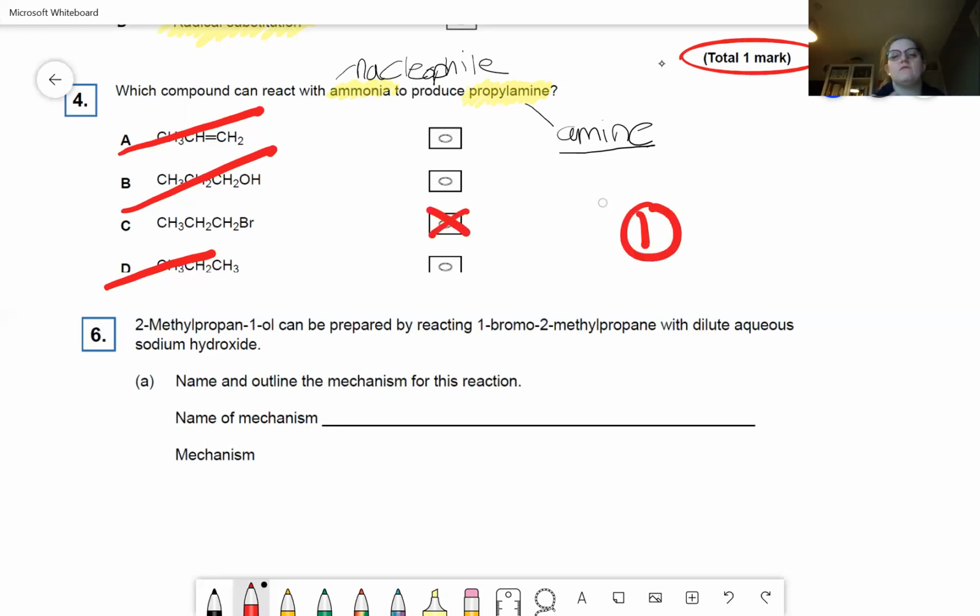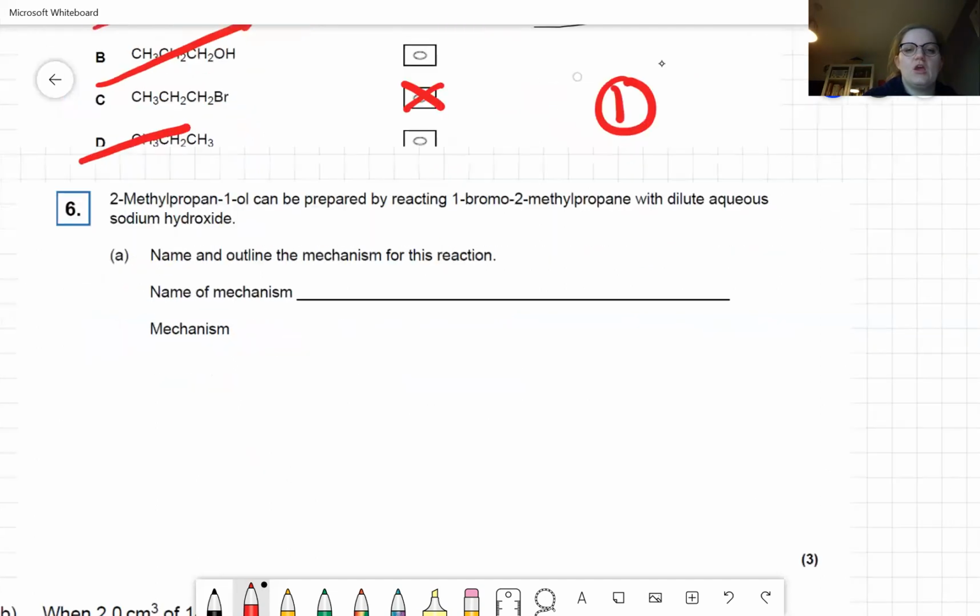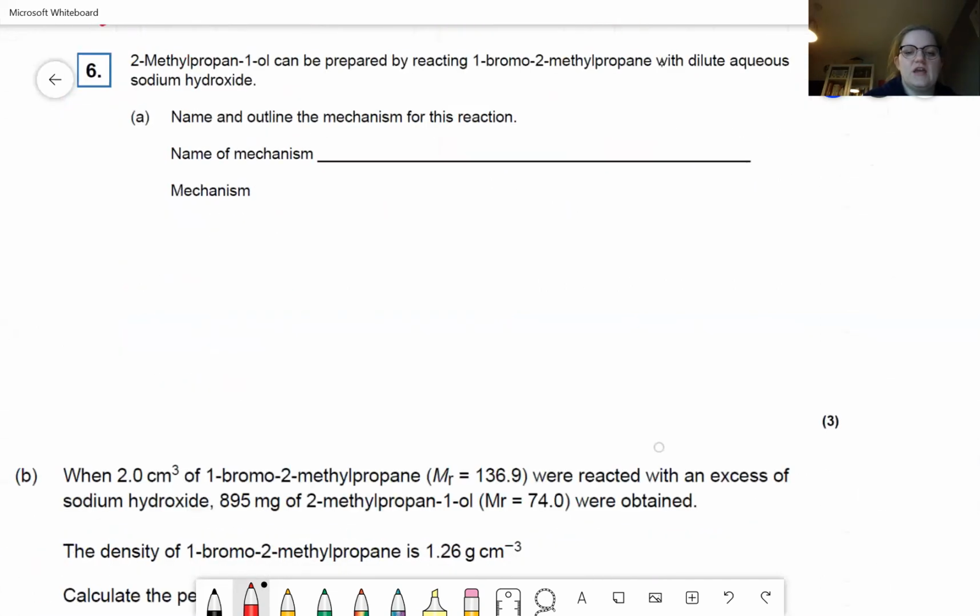So yeah, they look very simple, but there is a little bit of nuance to them. There's quite a bit of skill to them that we need to look at. So question 6.